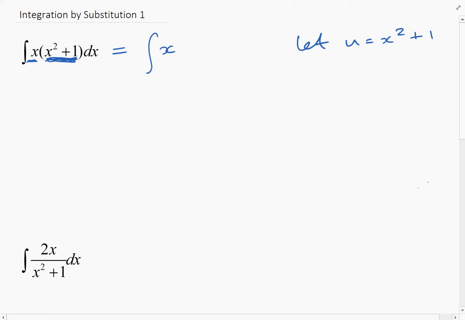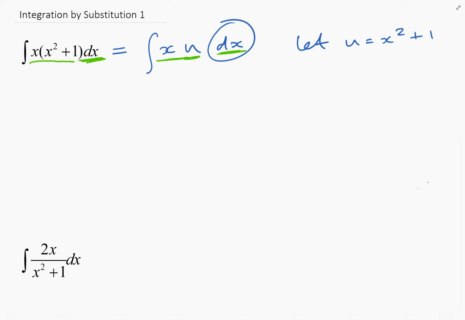So the question will now become x and then u, and then this dx here, we need to do something about this now. We're integrating with respect to x, as it says in the question, that's what the dx means at the end, and all the variables are x's. Now here we want to integrate with respect to u. So we're going to need to turn all the variables into u's, and we need to change the dx to a du. So to do that, we just carry on over here by differentiating this.